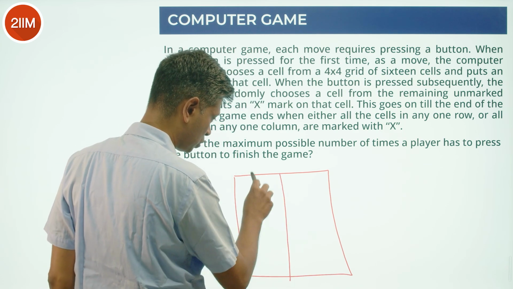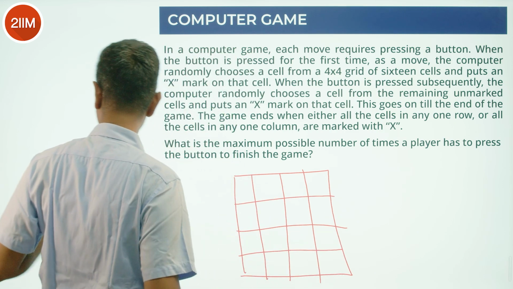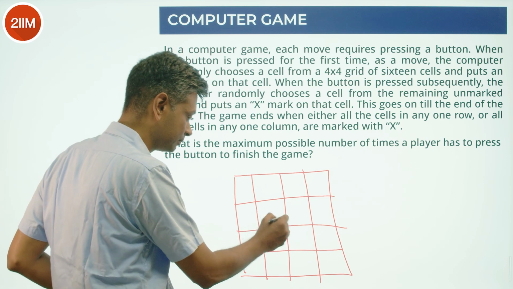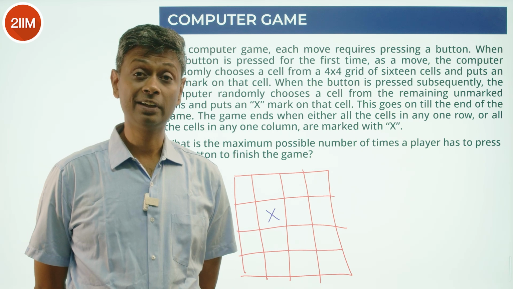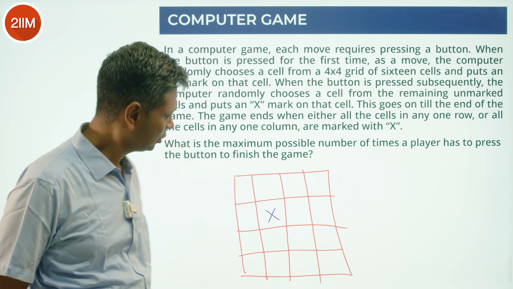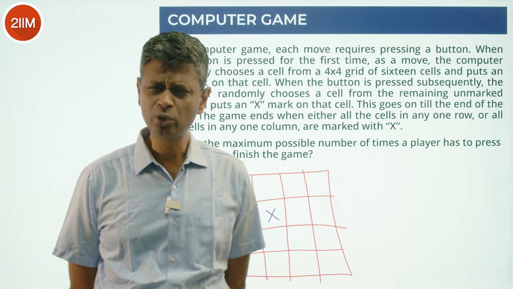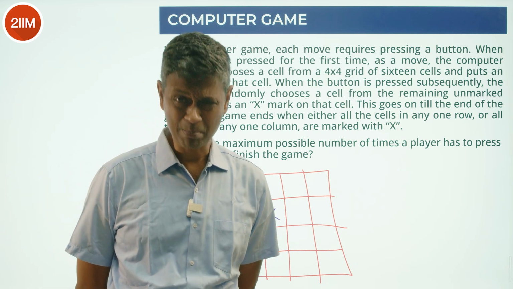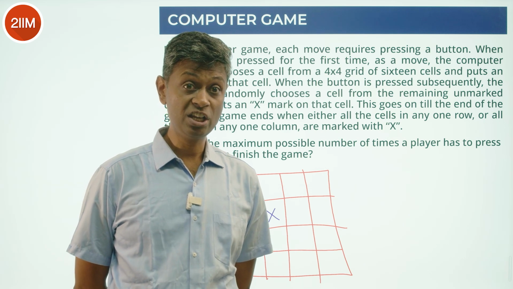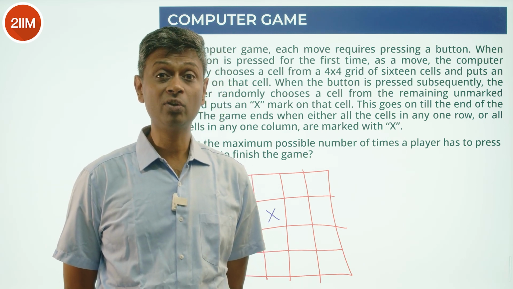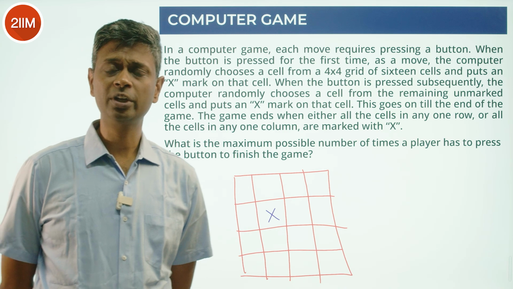So 4x4, let's draw this. The first X can be anywhere. We want to put the maximum number of X's here without having 4 in a row, without having 4 in a column. So we can go up to 3 in a row, up to 3 in a column. Let me max it out: put 3 in each row and see if I can do that without inadvertently falling into 3 full columns. If I put 1, 2, 3, 1, 2, 3, 1, 2, 3, 1, 2, 3, I'll have 3 full columns.